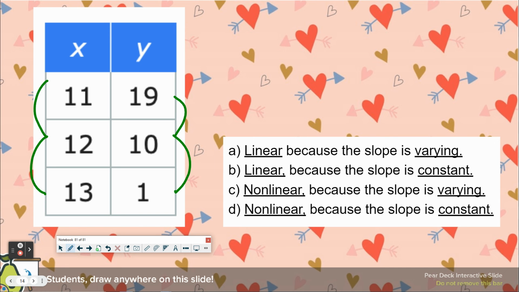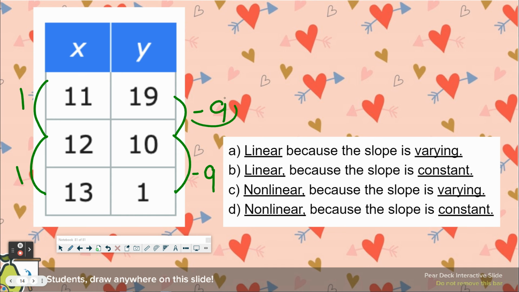Okay, 19 to 10 is -9. 10 to 1 is -9. So I like that those are both the same numbers. 11 to 12 is 1, and 12 to 13 is 1. Well, these are all the same numbers going down each side. So a lot of you could have stopped there.